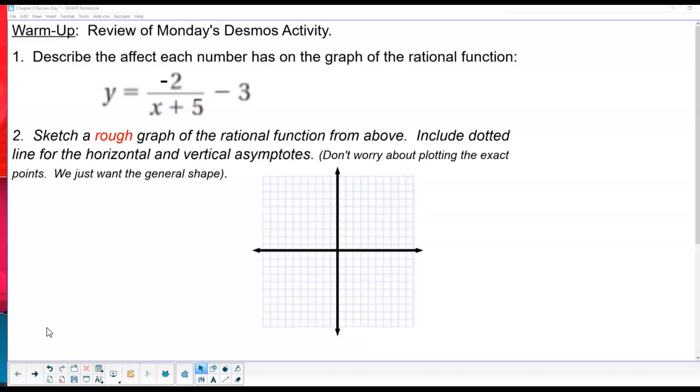The first warm-up here is really to review what we did on Monday with the Desmos activity of graphing rational functions. So what I'd like you to do is pause the video right now and go ahead and describe the effect each number has on the graph of a rational function. And then if you can, create a very rough sketch of this function here and try to do it without a calculator. Pause the video. We will reveal the answer.